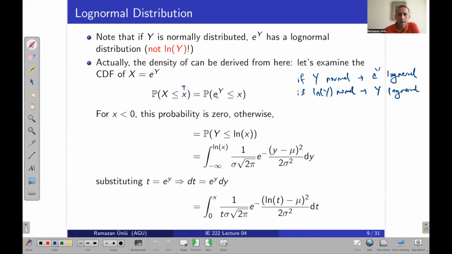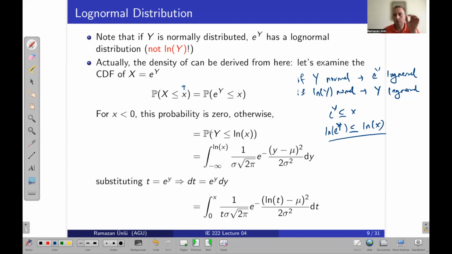Here, if e to the y is less than or equal to something, ln of this will be less than or equal to ln of the same thing, right? So if e to the y is less than or equal to x, we can say that ln of e to the y is less than or equal to ln of x. So let's take the ln of these two, and that will be the probability of y being less than or equal to ln of x, right?